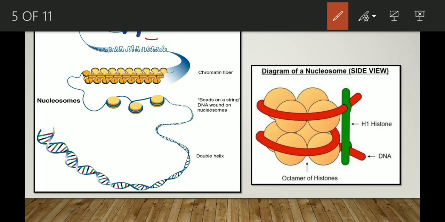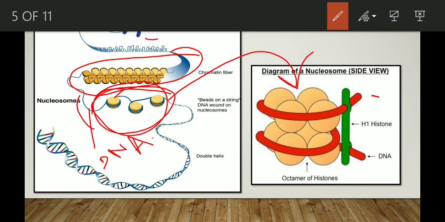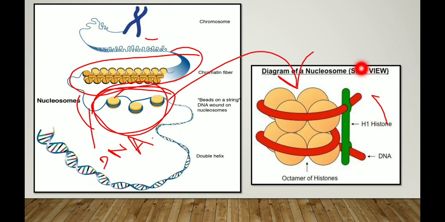First, the chromosome is present, and when we decoil the chromosome, we get the chromatin fiber. This is the chromosome, and the magnified image is this. This yellow portion is the core of 8 histone molecules, and this blue portion is the DNA wound around the 8 histone molecules. This is the side view of the nucleosome.